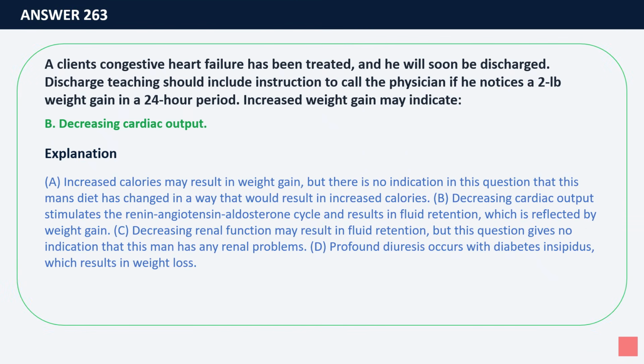Answer: B. Decreasing cardiac output. Explanation: A. Increased calories may result in weight gain, but there is no indication in this question that this man's diet has changed in a way that would result in increased calories. B. Decreasing cardiac output stimulates the renin-angiotensin-aldosterone cycle and results in fluid retention, which is reflected by weight gain. C. Decreasing renal function may result in fluid retention, but this question gives no indication that this man has any renal problems. D. Profound diuresis occurs with diabetes insipidus, which results in weight loss.